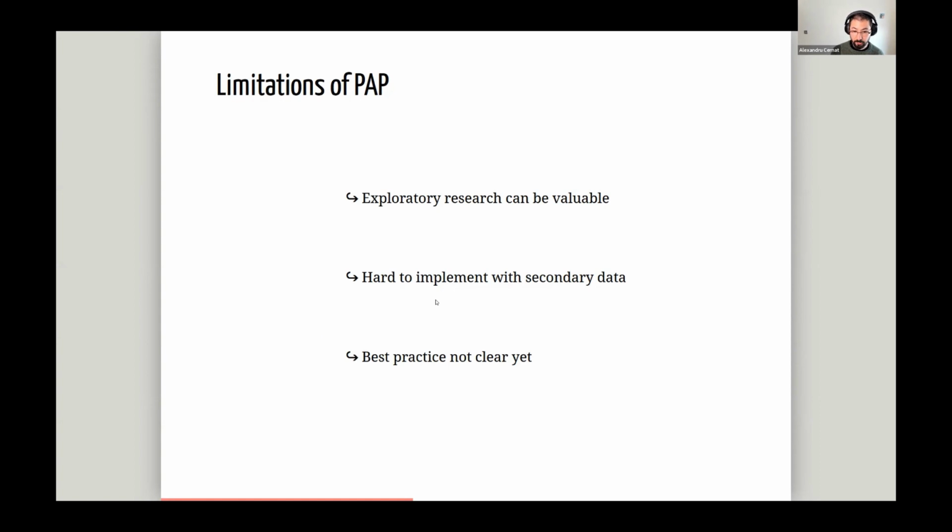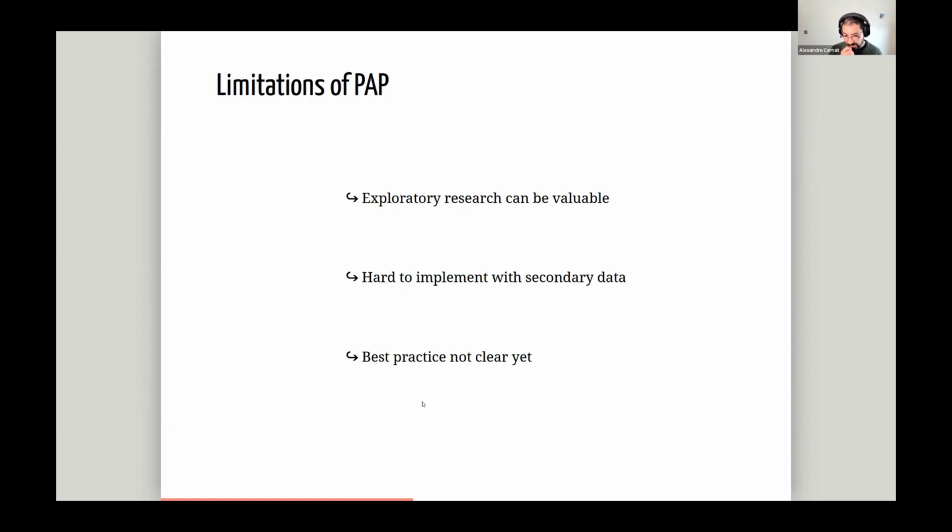Another issue is implementing this when we have secondary data. It's very hard to prove that you didn't look at the data when this might have been available for a few years now, and in principle, anyone could have looked at it. So it's very hard to prove that you are really doing confirmatory work when you're using existing data that anyone can access. And there's still ongoing debate about best practices when you do exploratory work or secondary data analysis.